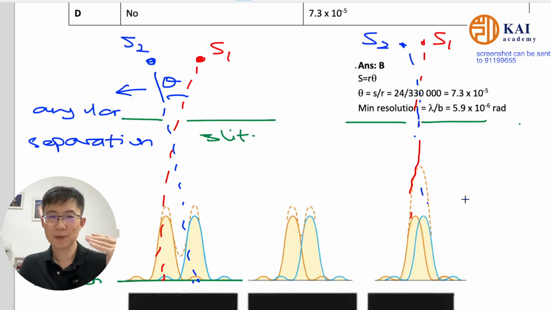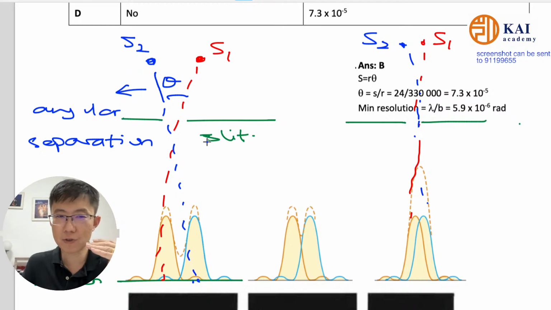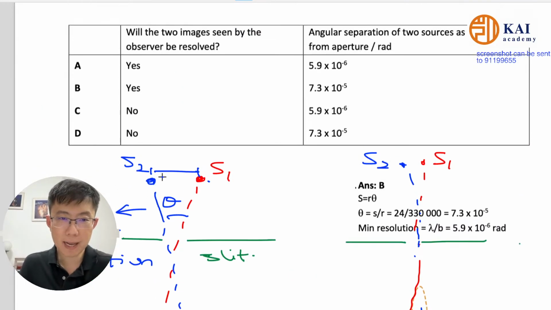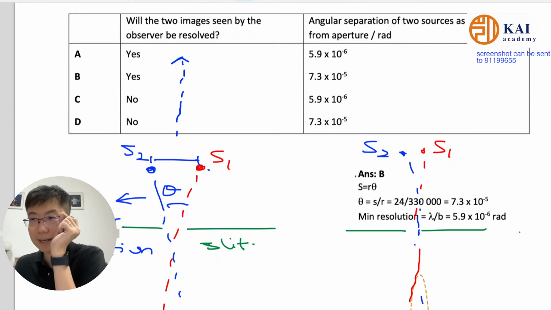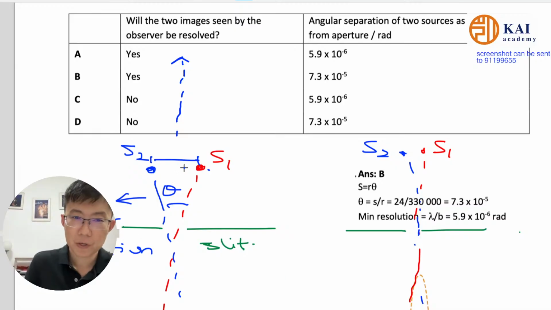Why is that so? The reason is, if you imagine these two sources S1 and S2 retain their separation, so it keeps this distance, but then I bring S1 and S2 further and further away from the slit. The slit actually is our eye, because our eye has the pupil that allows light to go in. So once S1 and S2 go further and further away, this angle theta, due to geometry, will become smaller and smaller.